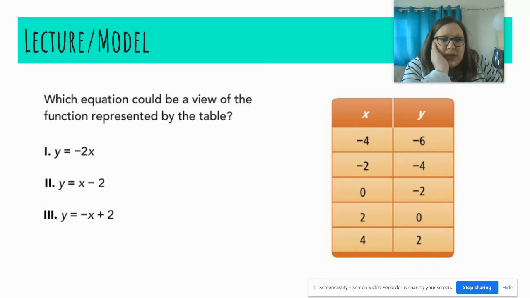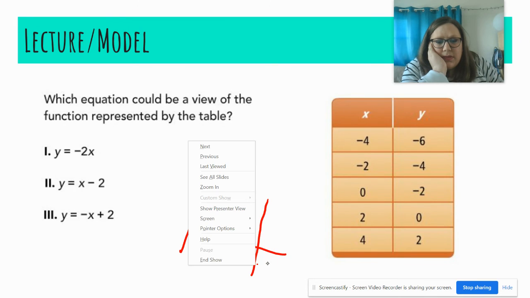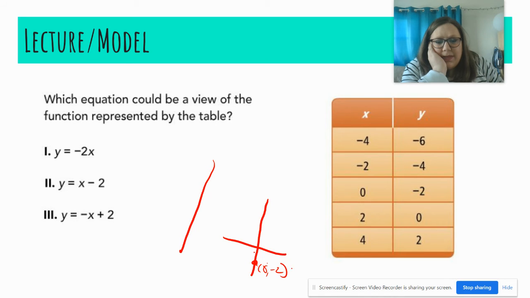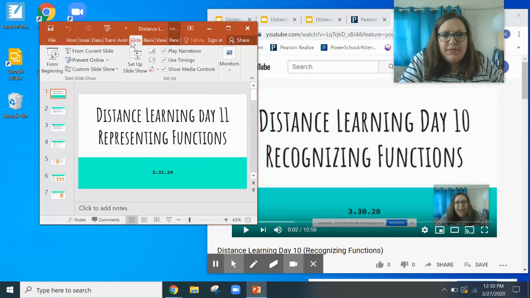Which equation could be a view of the function? So we need to find our slope here. If I graph this out, hold on, it's a terrible graph. If x is 0 and y is -2, that means that this is our y-intercept. Oh, hold on, guys.